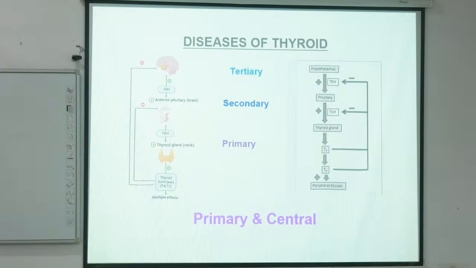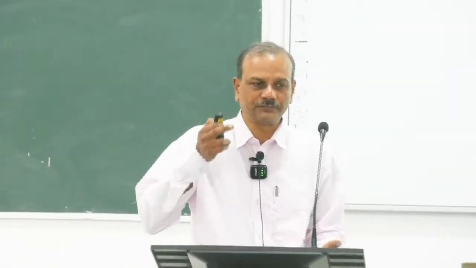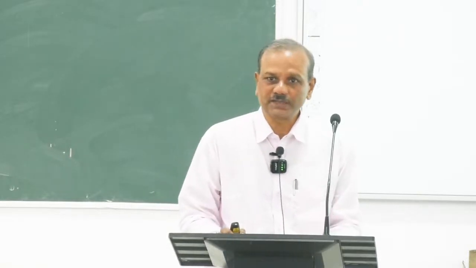So diseases of the thyroid can occur primarily within the gland. That means the thyroid gland itself is diseased. There is a possibility that the pituitary can also be diseased. The hypothalamus can also be diseased. In our time, when hypothyroidism or hyperthyroidism occurred because of a problem with the thyroid gland itself, it used to be called primary. If the disease is due to the pituitary, it is called secondary, and if it is due to the hypothalamus, it used to be called tertiary.